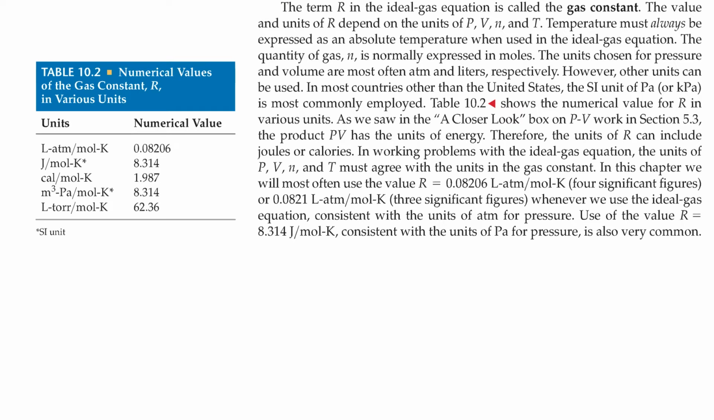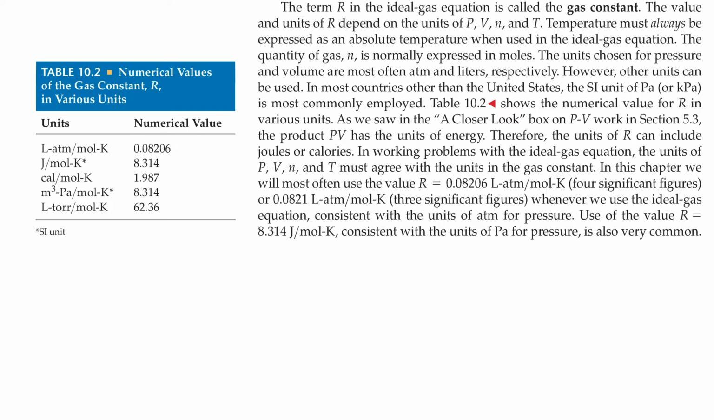The term R in the ideal gas equation is called the gas constant. The value and units of R depend upon the units of P, V, n, and T. Temperature must always be expressed as an absolute temperature when used in the ideal gas equation. The quantity n is normally expressed in moles. The units chosen for pressure and volume are most often atmospheres and liters, respectively. However, other units can be used. In most countries other than the United States, the SI unit of pascal is most commonly employed. Table 10.2 shows the numerical value for R in the various units.